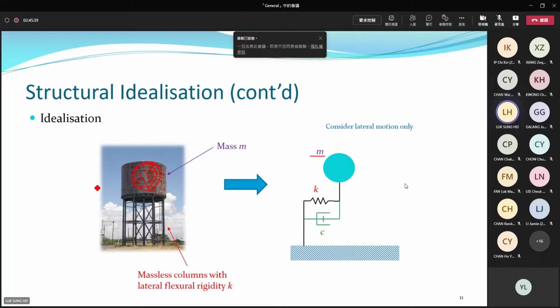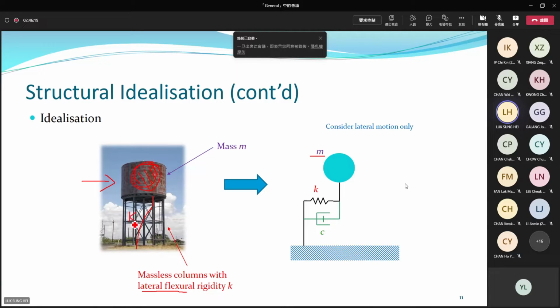Suppose we have loadings that excite the structure horizontally. What will happen to the mass? The mass will start to move horizontally, right? But the mass will not move continuously like a car, because there are supports at the bottom that prevent the mass from displacing horizontally. We call that stiffness. The columns provide lateral stiffness to resist this motion.